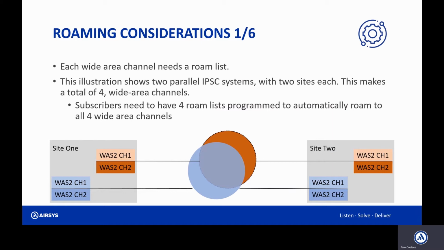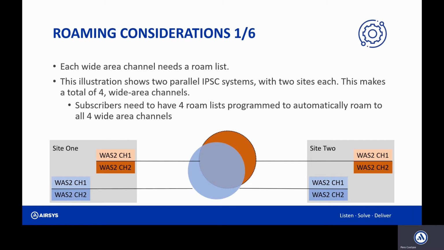So here you can see two IP Site Connect systems running in parallel. The first system has one repeater with 2 slots on 2 different sites, and the second system also has one repeater on each site with 2 slots. So this gives you a total of 4 slots, but essentially 2 separate IP Site Connect systems.